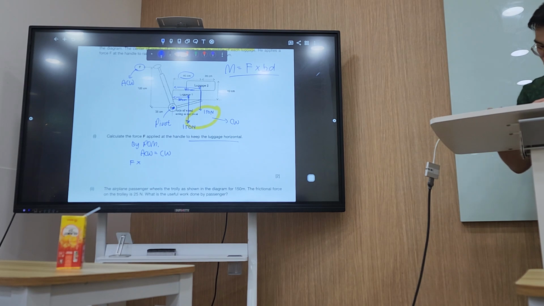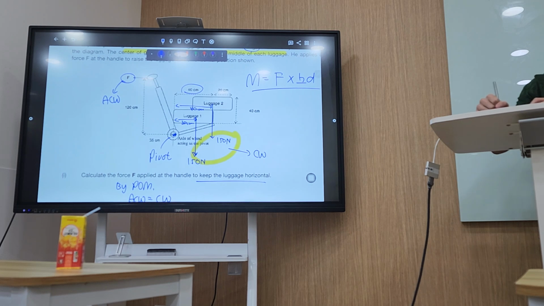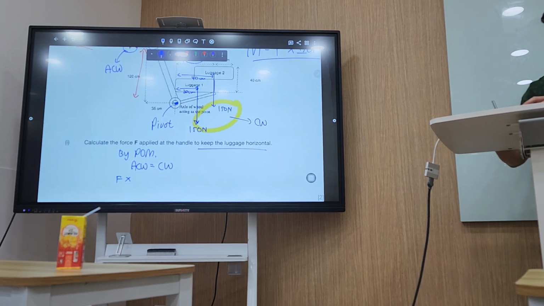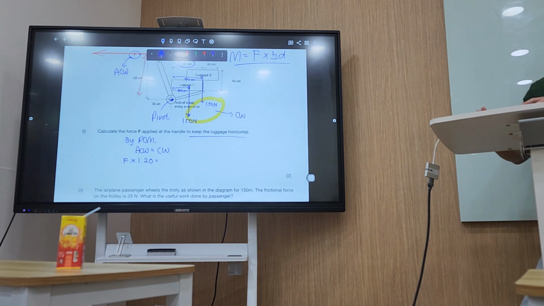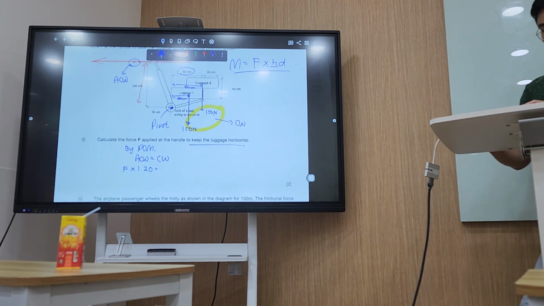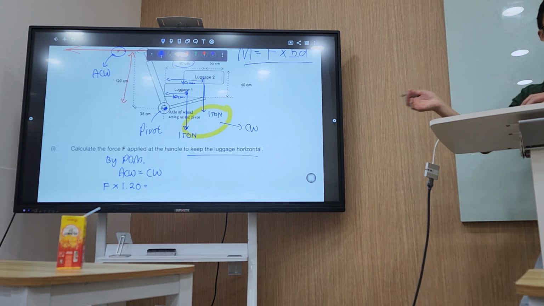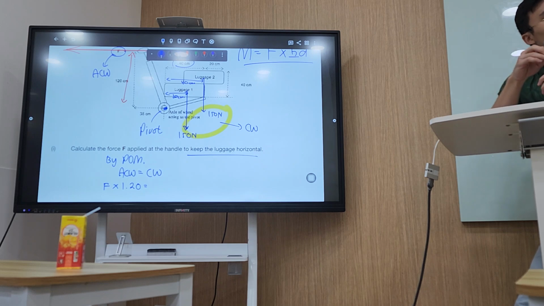0.35. Nope. Your line of action of force is horizontal. It's 1.2 meters. Yes. Okay, what's my clockwise moment? Don't need to give me the mathematical sum, just tell me how to solve. What times what or what plus what? What's your clockwise moment?